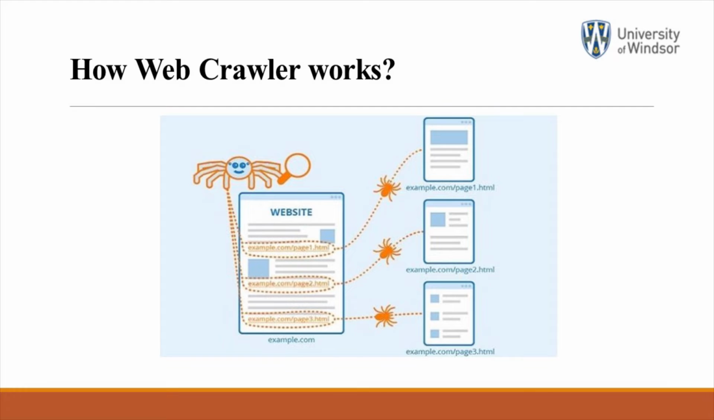How does a web crawler work? Let's take one example. We want to fetch the URLs of one site, which is www.uwindsor.ca. Whenever we enter the site name www.uwindsor.ca, the crawler will fetch all the URLs in this website, like any accommodation, events, or students URLs. In this way, a web crawler works.